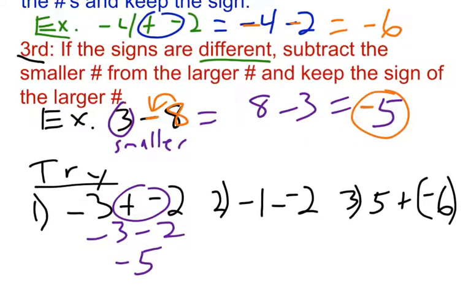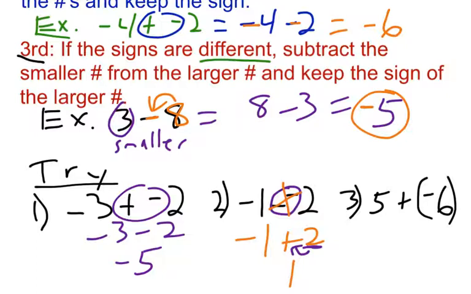Number 2, signs are minus minus, which means it's a plus. Remember, you can just draw that plus sign in there. So it's -1 plus 2. And now they're different signs, so we subtract them. 2 minus 1 is 1. Our larger number is 2, and it's a positive. So it's just positive 1.